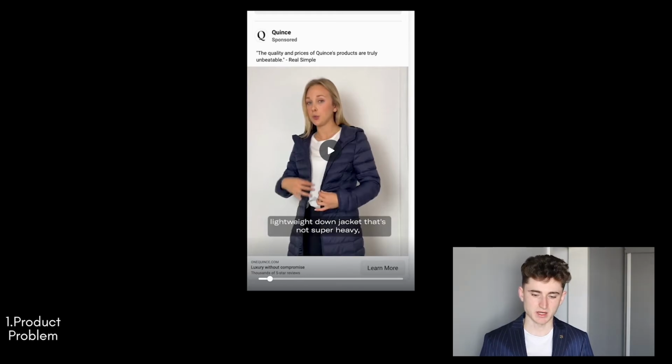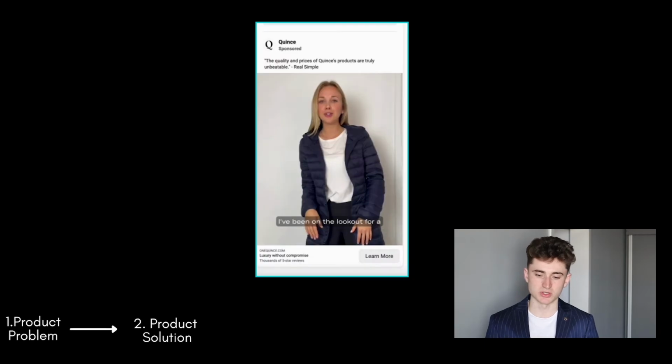So first thing first is they start with a product problem. As you can see, she is saying that she's looking for a lightweight jacket that's not super heavy. So this is a problem that this brand found out on the marketplace. This is something that their marketplace is trying to look for, and they are literally conveying that in the first seconds. The second segment is product solution. So she's presenting now the product. The third thing is USP.